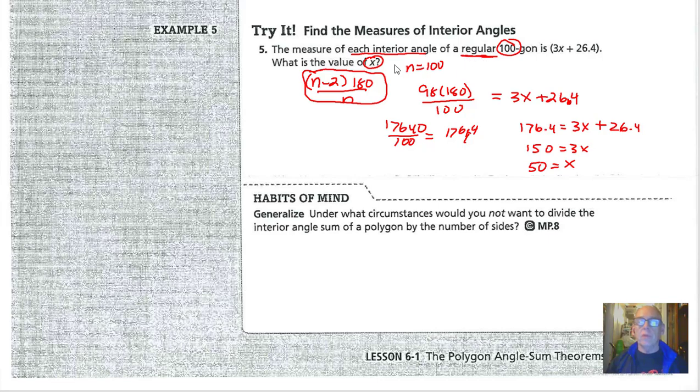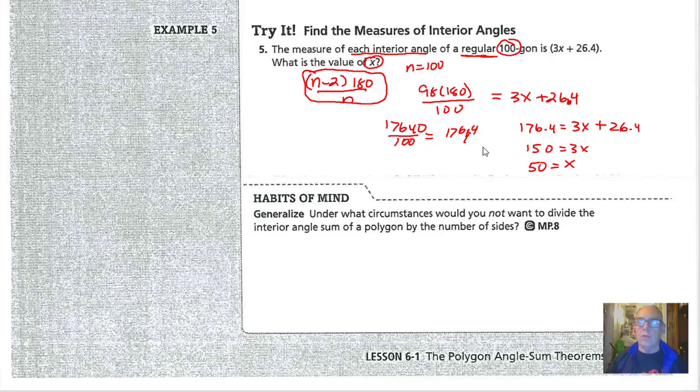It's regular, though, and it's talking about each angle. So we can divide by 100. This is going to give us the measure of each one of those 100 congruent angles. And they're telling us that that came out equal to 3x plus 26.4. So I'm setting 98 times 180 divided by 100 equal to 3x plus 26.4.